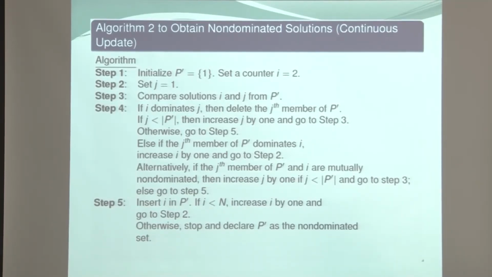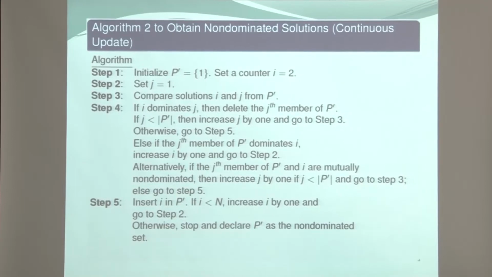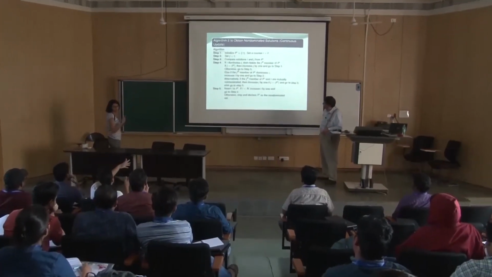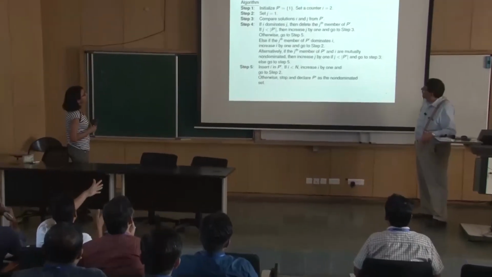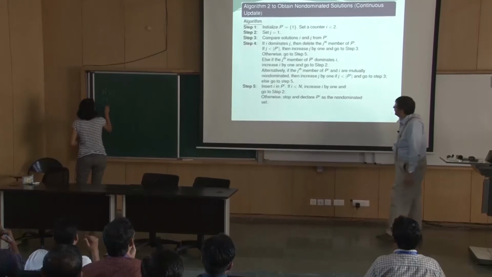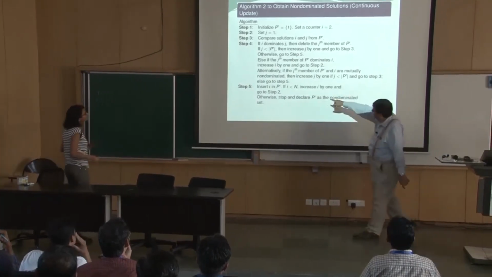No, we will not increase J because J is equal to the cardinality of P dash. It is not less than P dash. But initially J was 1 and the cardinality, oh yeah, cardinality is 1. You are right. So we don't increase. We go to step 5.